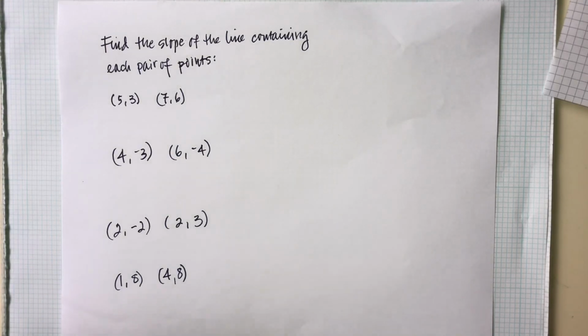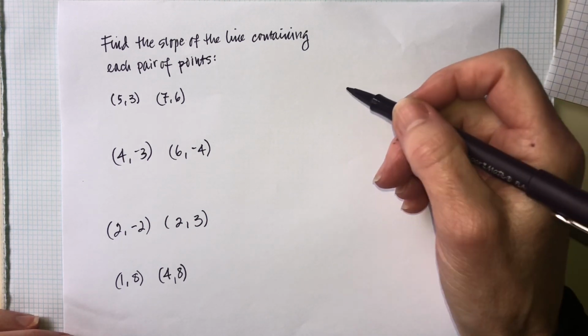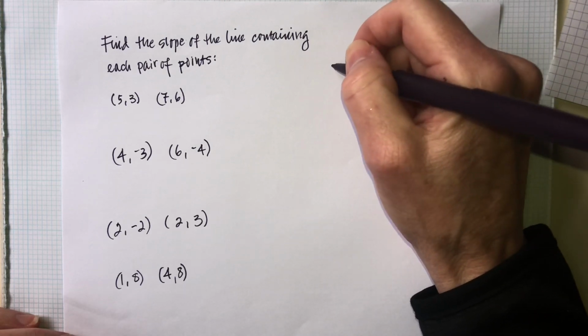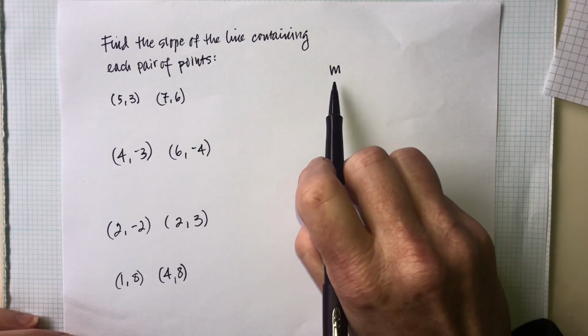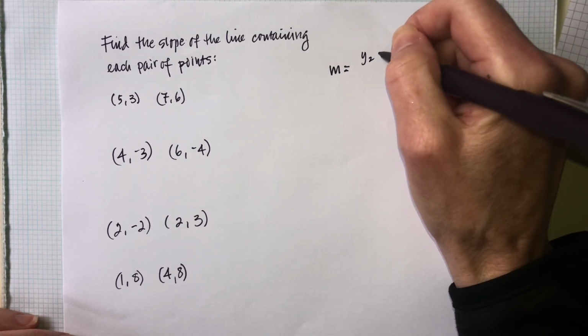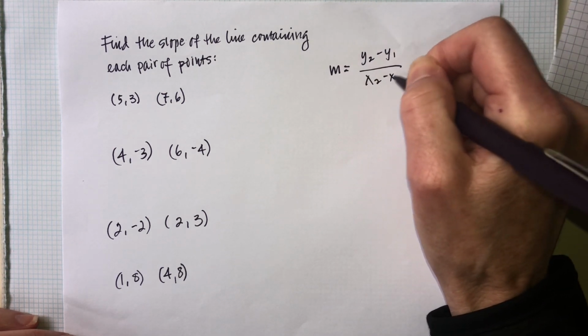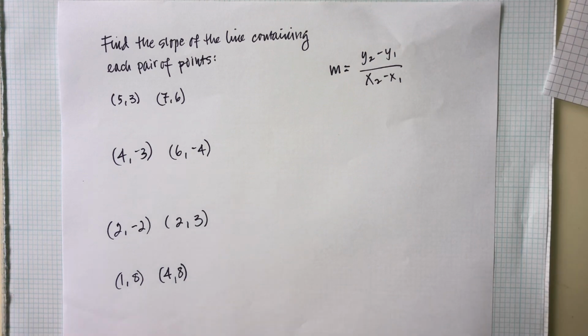Hi everyone, welcome. In this video, I'm going to show you how to calculate slope given a pair of points. So for calculating slope, we actually have a formula, and we use the letter M to stand in for the word slope. So M equals y2 minus y1 over x2 minus x1 is our formula for slope.